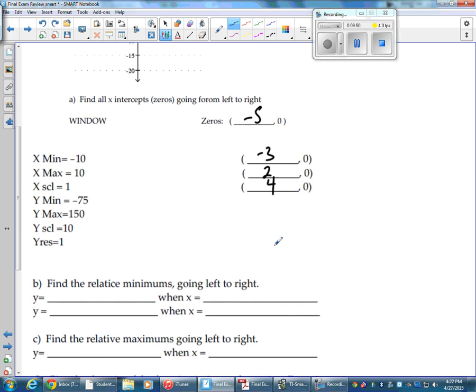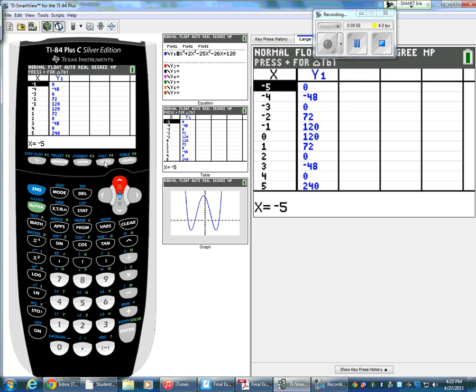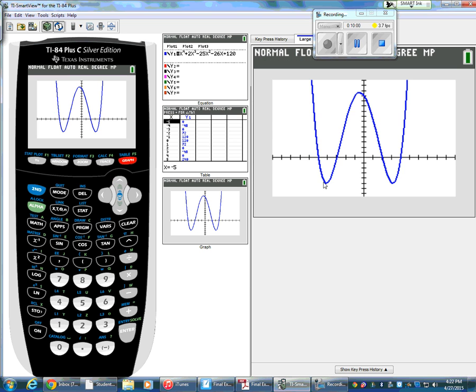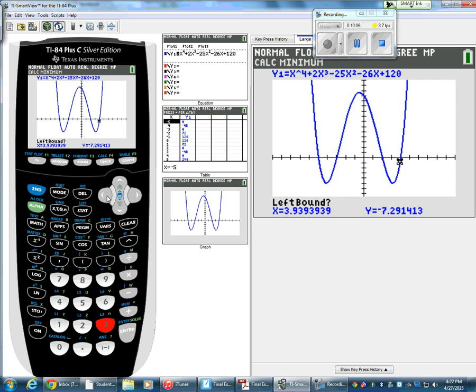Whoops, I didn't spell this next thing right. Find the relative minimums going left to right. It should be relative, not relatives. All right, so there's two minimums. If I'm looking at this graph, there's one here and one here. So to find the minimum value, second trace, and we'll find the minimum. And we'll move over here to the left.